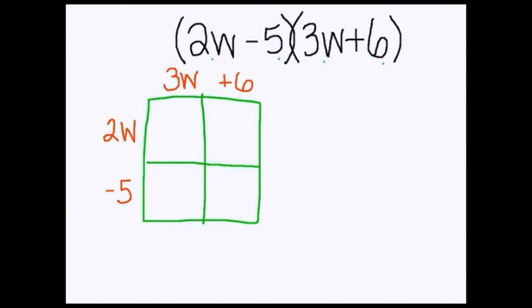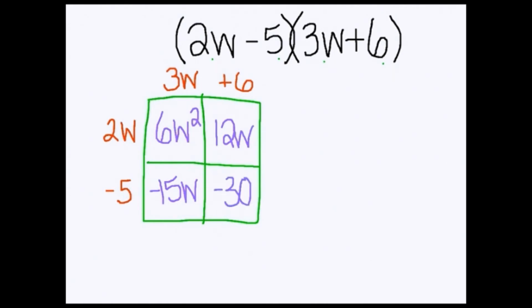2w times 3w. 2 times 3 is 6. W times w is w squared. And we have negative 5 times 3w. Negative 5 times 3 is negative 15w. We have 2w times positive 6. 2 times 6 is 12w. And we have negative 5 times 6, which is negative 30.